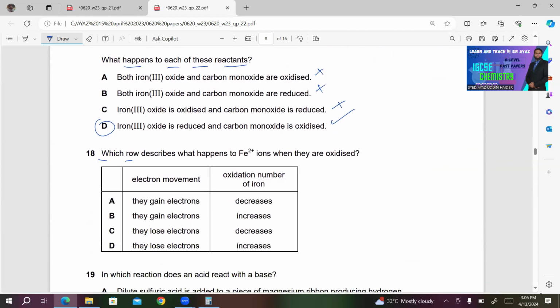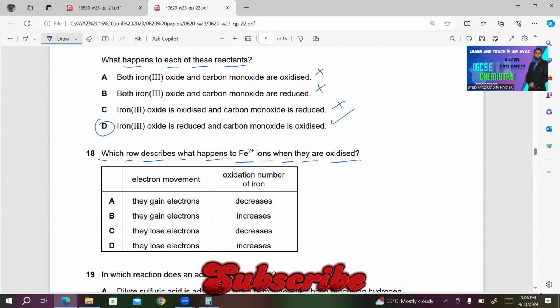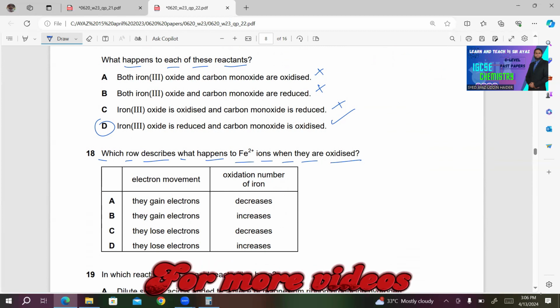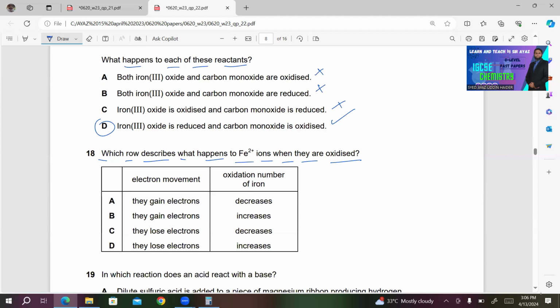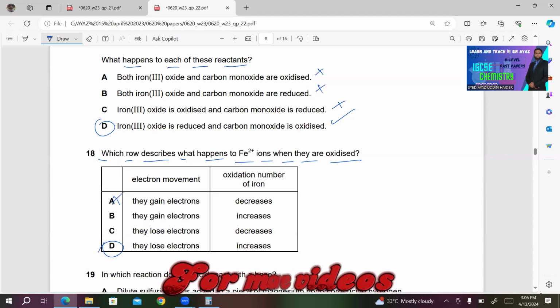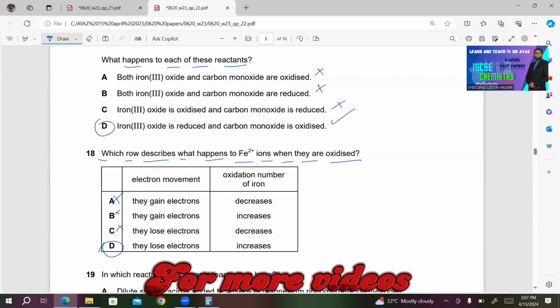18. Which row describes what happens to Fe2 plus ions when they are oxidized? When they are oxidized, the oxidation number increases. Electron movement is that they lose electrons. So D must be the right answer because oxidation state increases. It does not decrease. All the other choices are incorrect. Number 19.